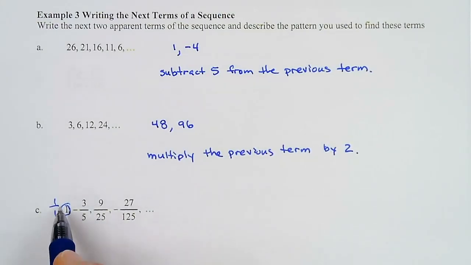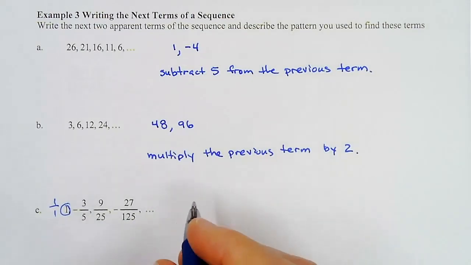But take a look. The first term is positive. The next term is negative, positive, negative. So that happens when you're multiplying by a negative. Because if you have a negative times a positive, you're going to get a negative. But when you multiply that same negative number, you're going to get a positive. And so it's going to alternate signs. All right. So what we're doing here is we're multiplying by -3/5 each time, not just 3/5.